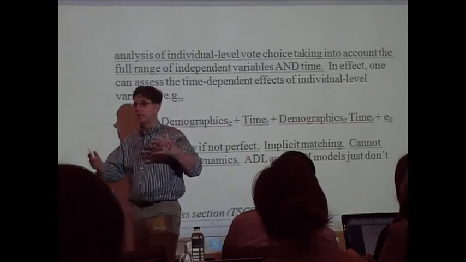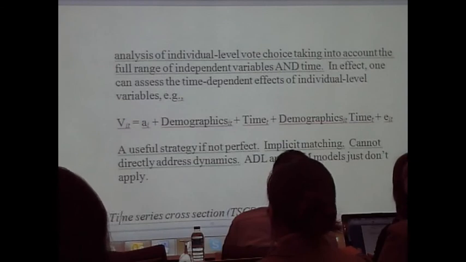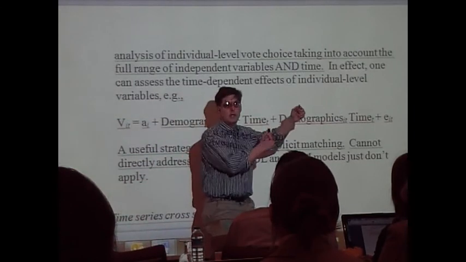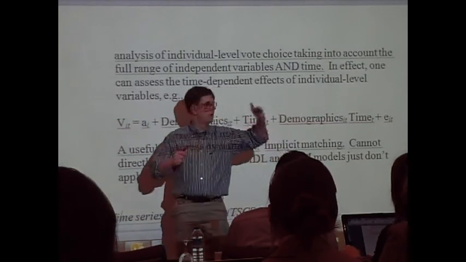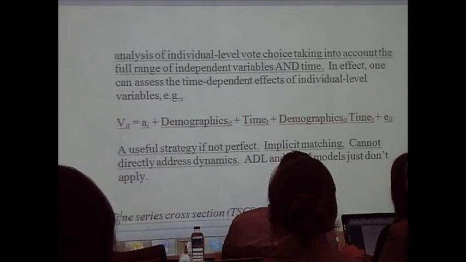Okay? For instance, you might want to put it in intuitive terms. What is the effect of age at the beginning of the campaign? What is the effect of age at the middle of the campaign? What's the effect at the end? Okay. And this will precisely tell you. What's the effect of party? Does it depend on time? Does it kick in late, party identification? Or party propensities? Of gender, of income, of education, whatever individual-level factors you think are important.